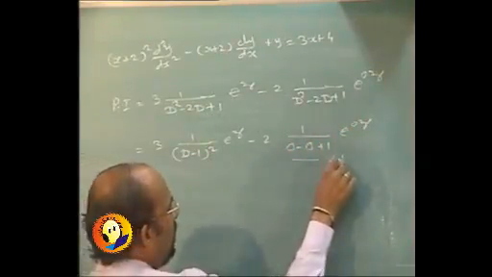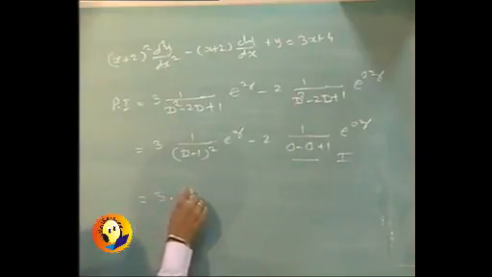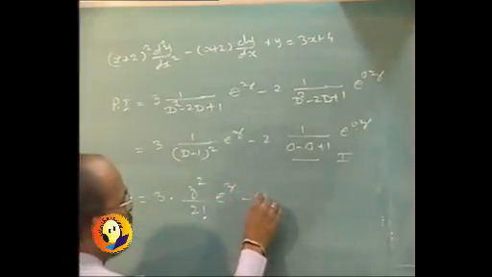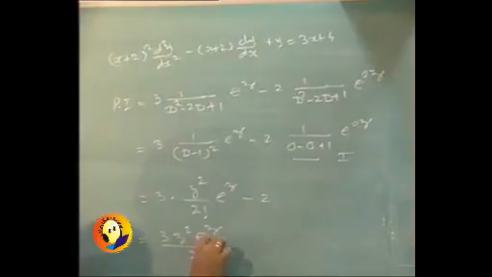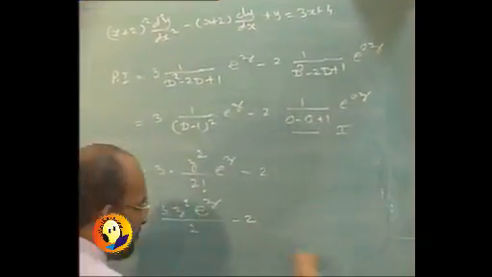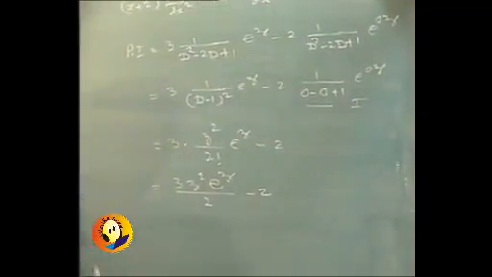This is where I have applied formula number 1 for short methods of PI. And here I am required to apply formula number 2, which says that 1 upon D minus a bracket raised to r operating on e raised to ax is nothing but x raised to r upon r factorial e raised to ax. And so this will be written as 3 into x raised to r, x in this case is z. So z square upon 2 factorial e raised to z minus 2 into 1. So this will be 3z square e raised to z upon 2 minus 2 will be the PI.